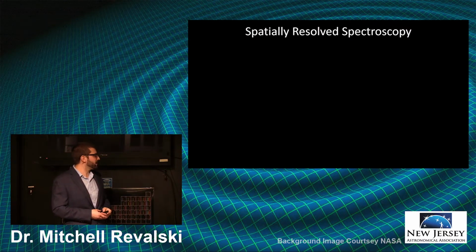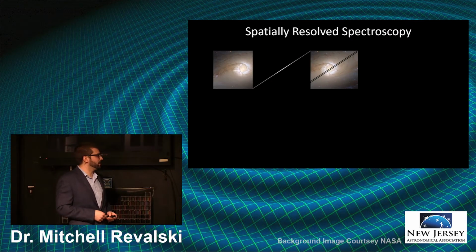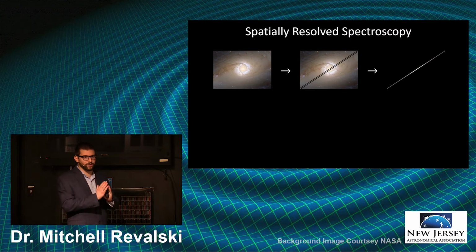So how this works in practice is we have a galaxy that we're interested in. We go ahead and take the light and isolate just a very specific part, so that way we can know exactly what we're looking at.